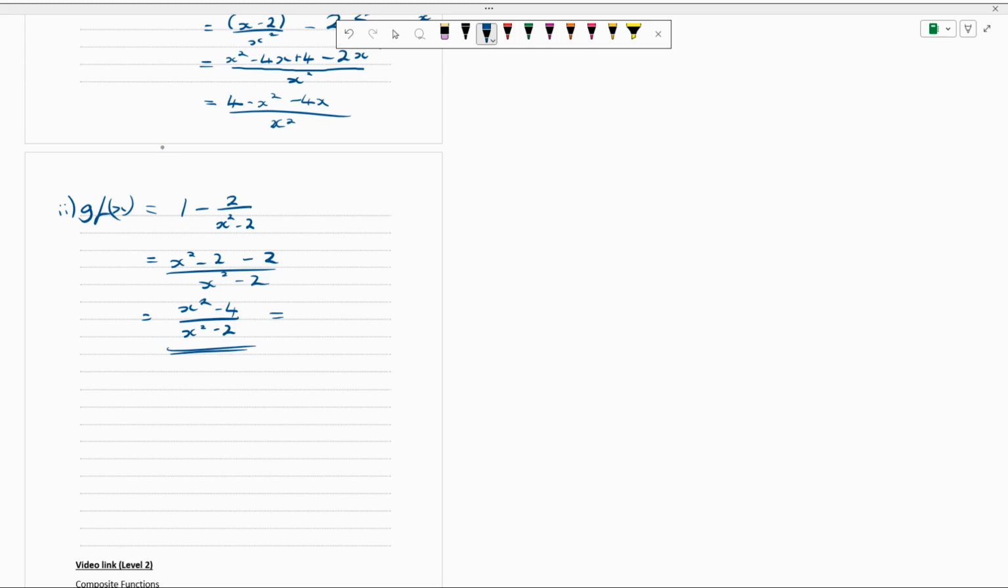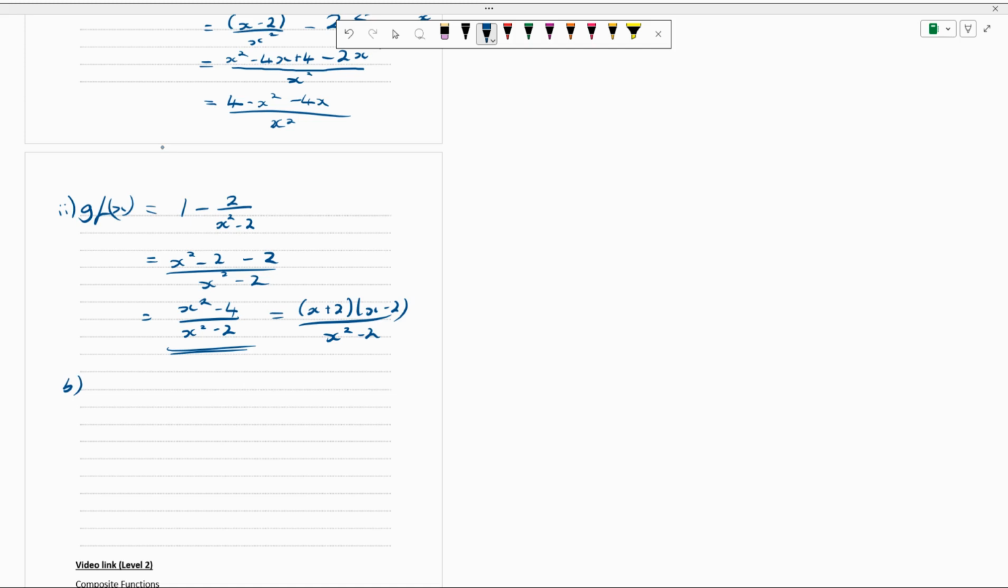Some of you may have factorized the top and realized this is a difference of two squares. That's (x plus 2)(x minus 2). You can't simplify these two because this is an x squared, not just an x. So be careful when you're trying to simplify things. Don't force it for no reason.